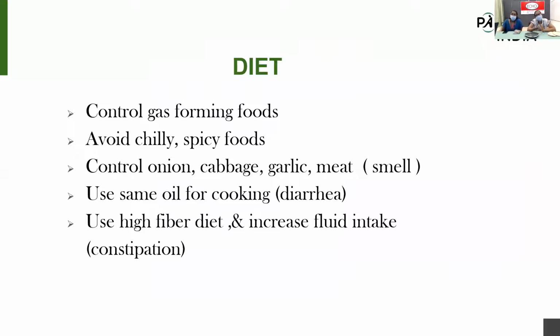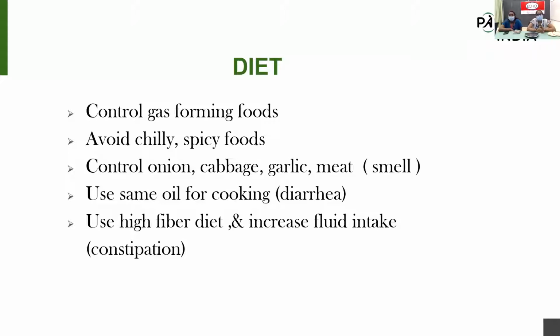Meat, especially which gives a smell to the stool. Use the same oil for cooking. Don't change oil in between, as this will cause diarrhea. Okay. Use a high fiber diet and increase fluid intake, so this will avoid constipation for the patient.